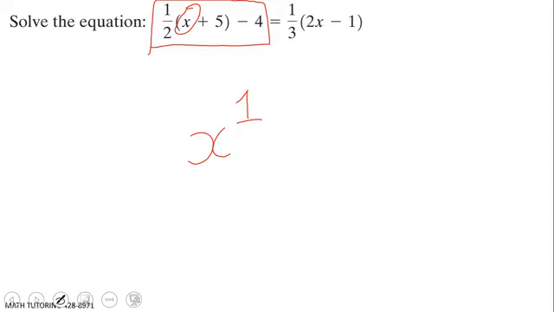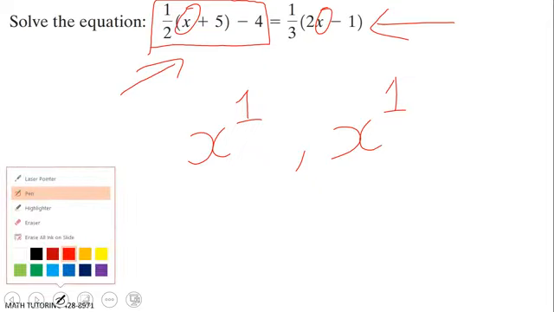So at least we know that the first side is a linear expression. We look at the next side. What's the highest power on x? It's 1 again. So indeed, this equation is a linear equation, and we ought to solve it.